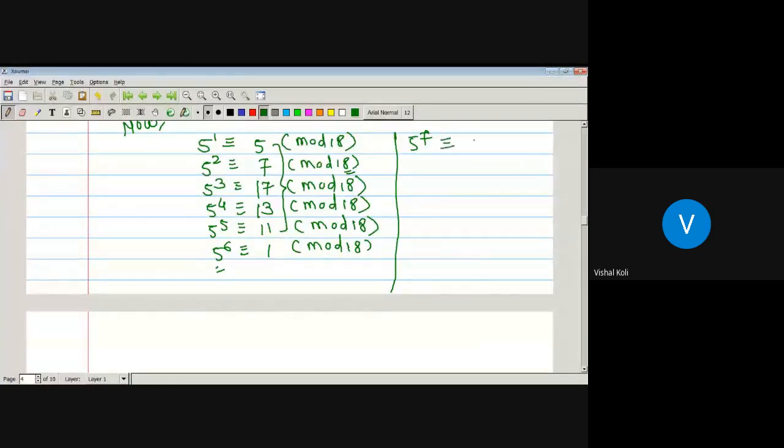For example, if you take 5 to the power 7, then it is congruent to 1 into 5, which is congruent to 5 modulo 18. Then 5 to the power 8 is congruent to 5 into 5, which is 25, over modulo 18 it is again 7. Okay, so 5 to the power 9 is nothing but 7 into 5, which is congruent to 17 modulo 18.